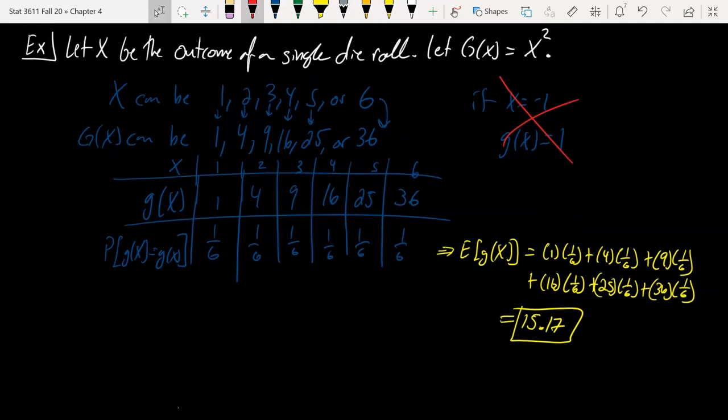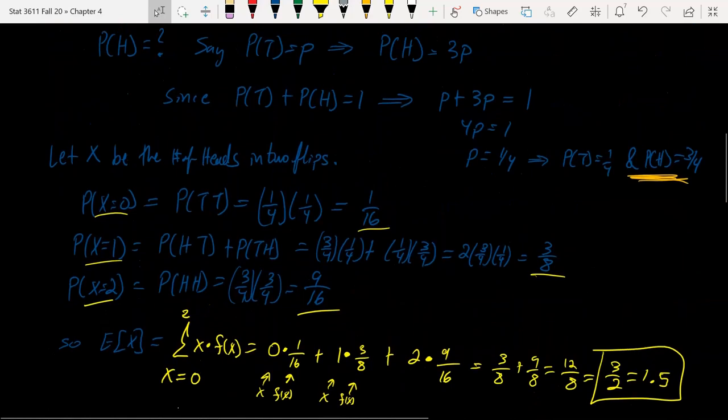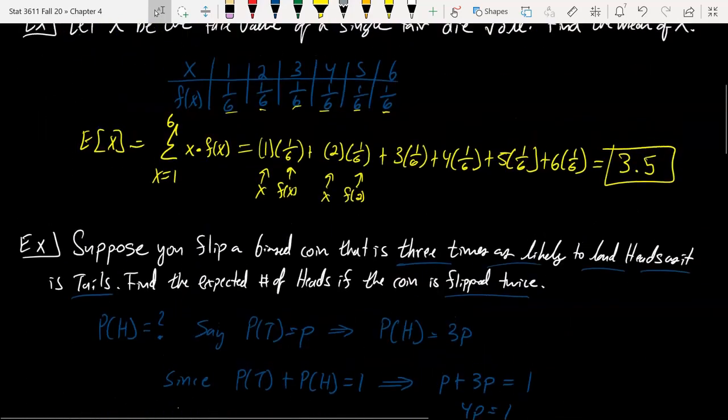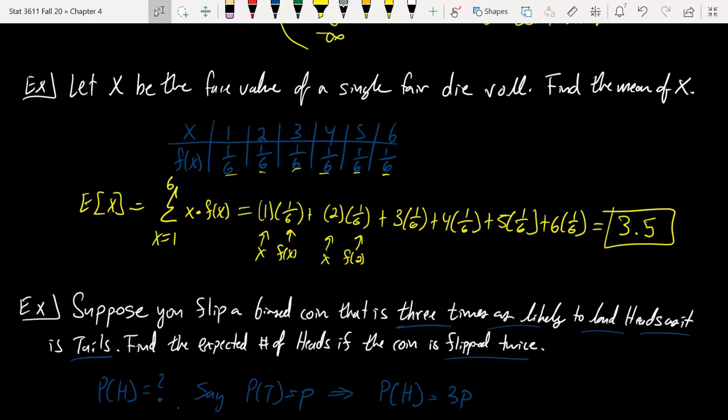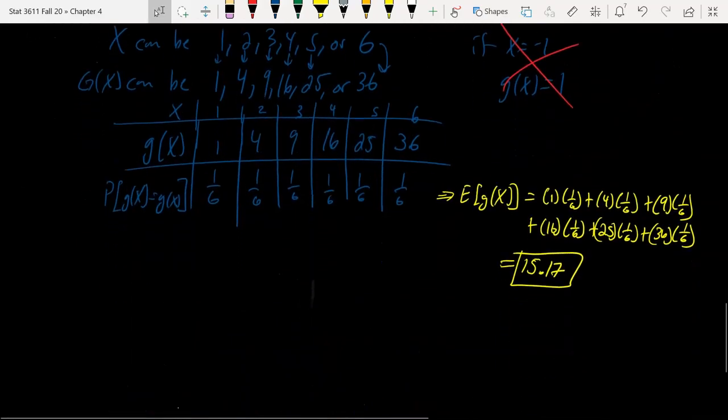I'll mention, just for comparison, in case you're thinking, why did we go through all of this? We know the expected value of x is 3.5. Isn't the expected value of x squared just 3.5 squared? And the answer is no. This is not equal to 3.5 squared. Go ahead and check what 3.5 squared is in your calculator. It is not 15.17. So it's not quite that simple, and we do need to go through and make this table.